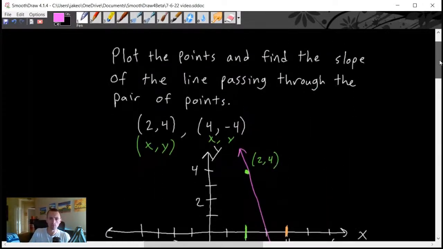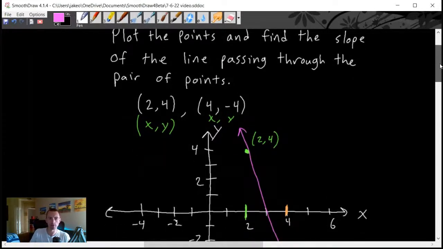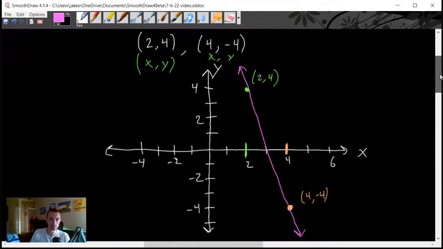Okay, so once we've plotted the points, we need to find the slope of the line that passes through these 2 points. Well, we just drew our line that goes through those 2 points. We now need to find the slope of that line. To find the slope of this line, all we have to do is think that slope equals rise over run. How many units do we go up or down? If it's up, it'll be a positive number. If it's down, it'll be a negative number, divided by however many units we go over to the right.